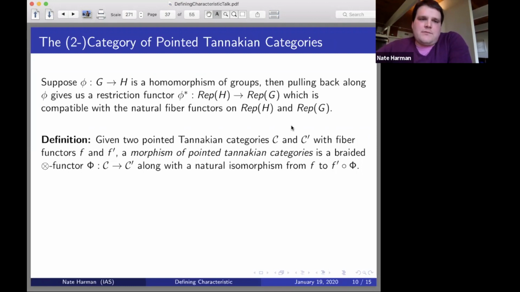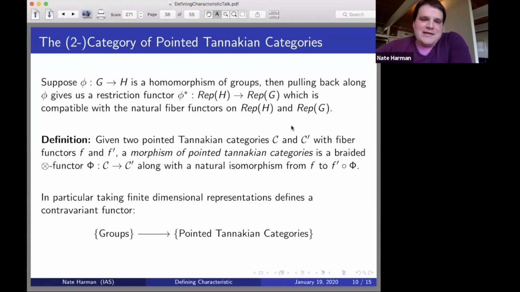And then the point of making this the definition is that this defines a contravariant functor from groups, all groups, to pointed Tannakian categories, where you just take a group and take its representations. So start with your group, send it to its category of finite dimensional representations with the natural fiber functor.